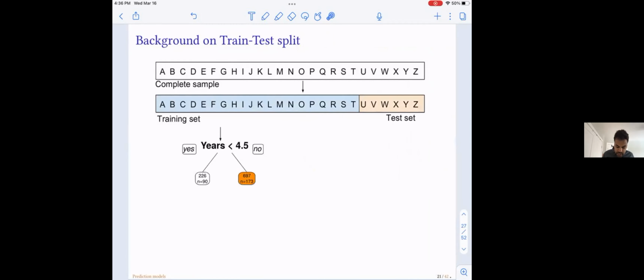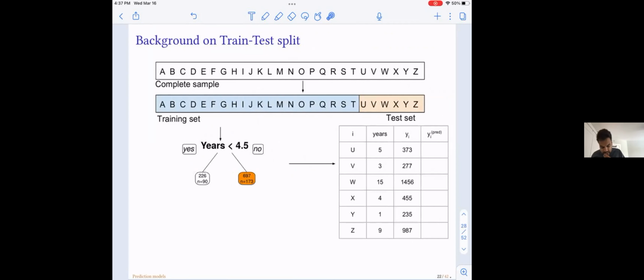What I do is train this decision tree, a very simple one where I only have one predictor. All I have to do is answer the question, are the years of service, in this example, less than 4.5? If so, you get predicted a value of 226. If it's greater than 4.5, then you get predicted a value of 697. I get this model just from the training set.